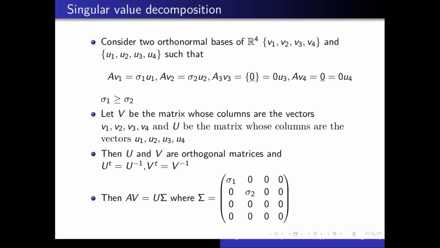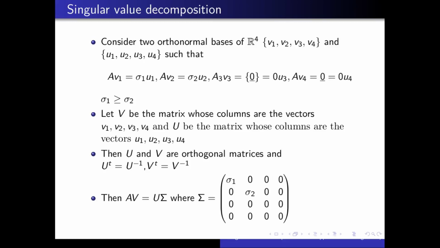Here you will have to take a leap of faith and believe that it is possible to have two orthonormal bases satisfying the following conditions, so that AV1 will be sigma 1 U1, AV2 will be sigma 2 U2, AV3 is mapped to the 0 vector and can be written as 0 multiplied by U3, and AV4 is also mapped to the 0 vector and therefore can be written as 0 times U4. Here we order this in such a way that sigma 1 is greater than or equal to sigma 2.